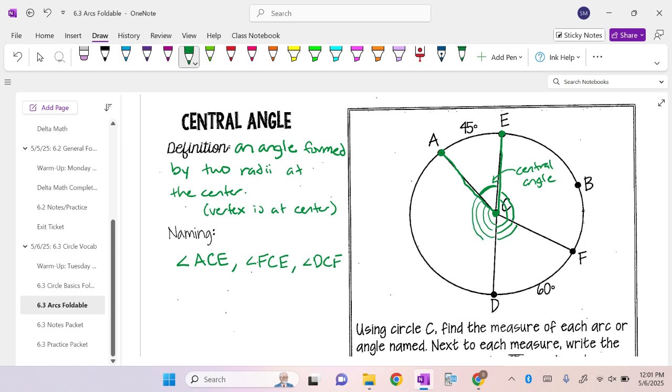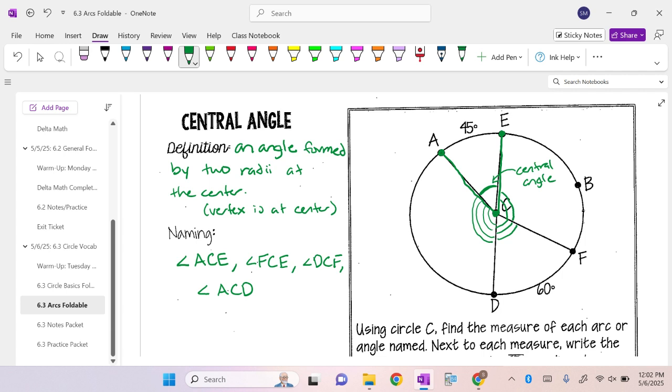So this angle right here, and I'm using different tick marks, remember, because if they're the same number of tick marks, that means they're congruent. None of these angles are congruent. So that's why I'm using a different number of tick marks per angle, just to show you guys that they're not congruent. And that would be angle ACD. All right, so those are our 4 central angles that are listed here.